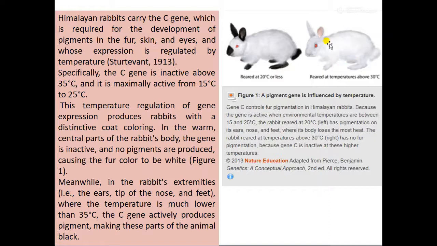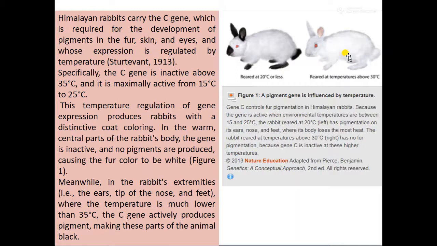Now this is, what is it? A rabbit which is being grown at a temperature of about 30 degrees centigrade, and it does not have any fur pigmentation. The temperature has been found to be uniform here, and it is kept incubated. Now this rabbit on the right is reared at a temperature above 30 degrees centigrade. It's kept in a cage where the temperature is always maintained at 30 degrees centigrade.